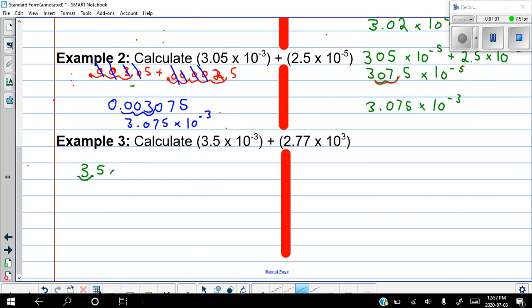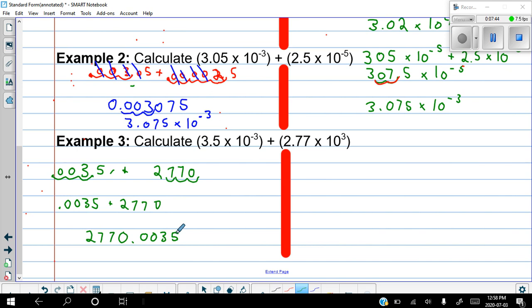So we go 1, 2, 3. And then on the other one, we're going to add this after, and we have 2, and then we're going 7, sorry. We're going 1, 2, 3. So we're going to have 0.0035 plus 2770. So this is going to result in 2770.0035.